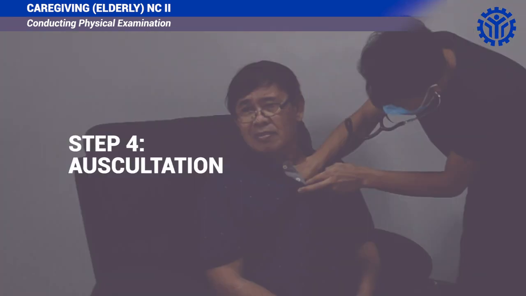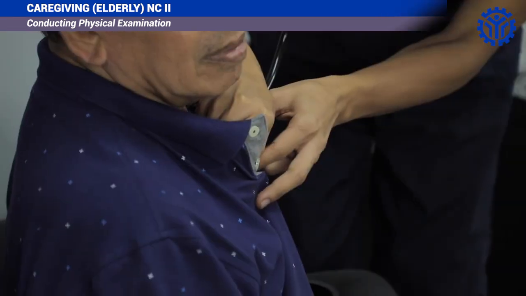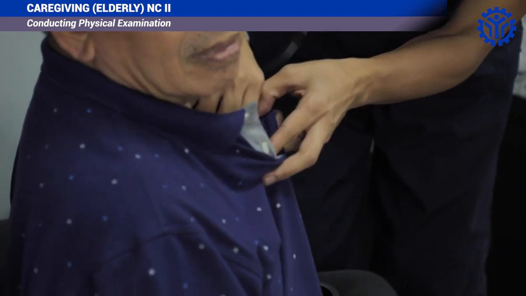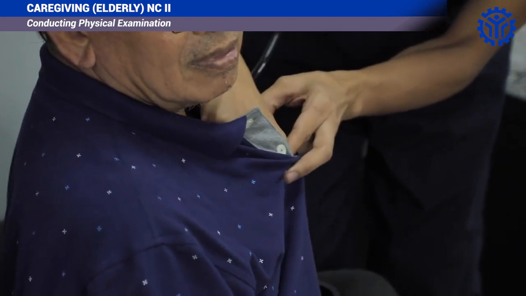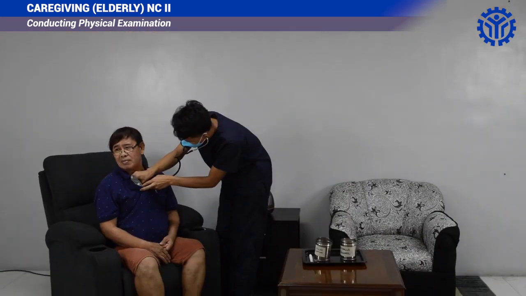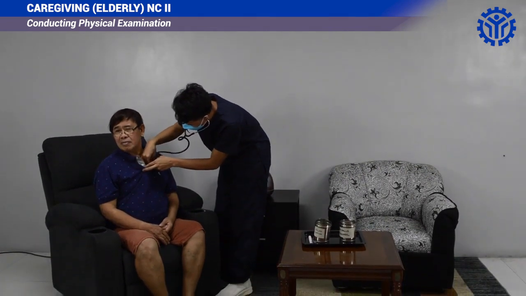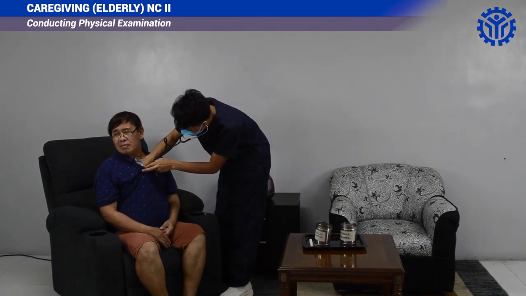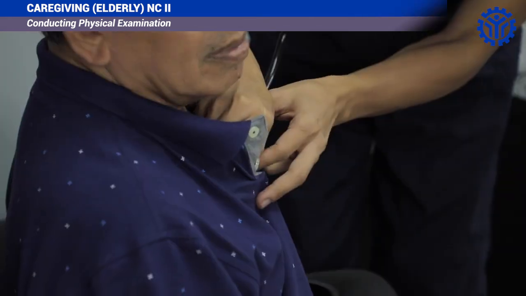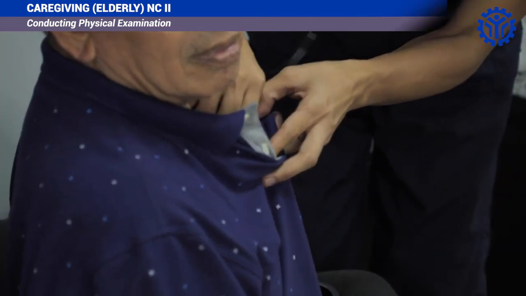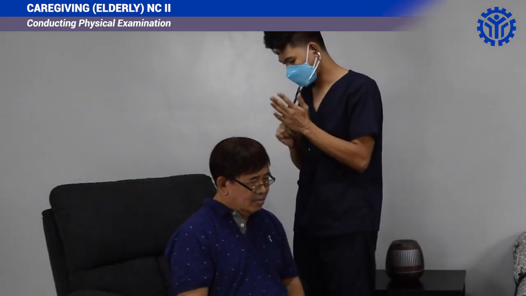Step 4. Auscultation. Using a stethoscope, listen to various sounds coming from the lungs, heart, and bowel. Be alert and take note of abnormal sounds, especially those that come from the lungs. To prepare for the auscultation, make sure that the environment is quiet. Expose the area to be auscultated. Clothing or bed linens can interfere with the sounds.